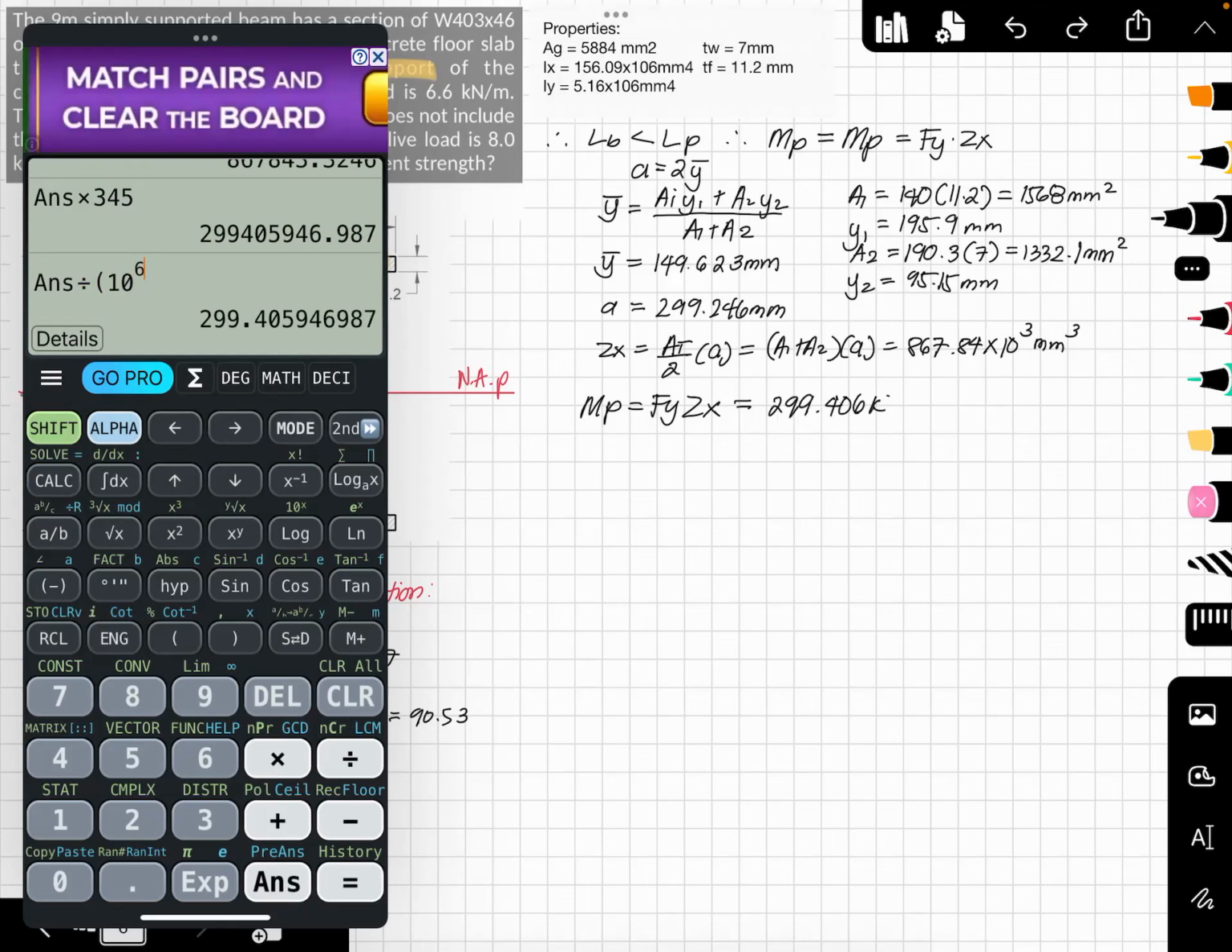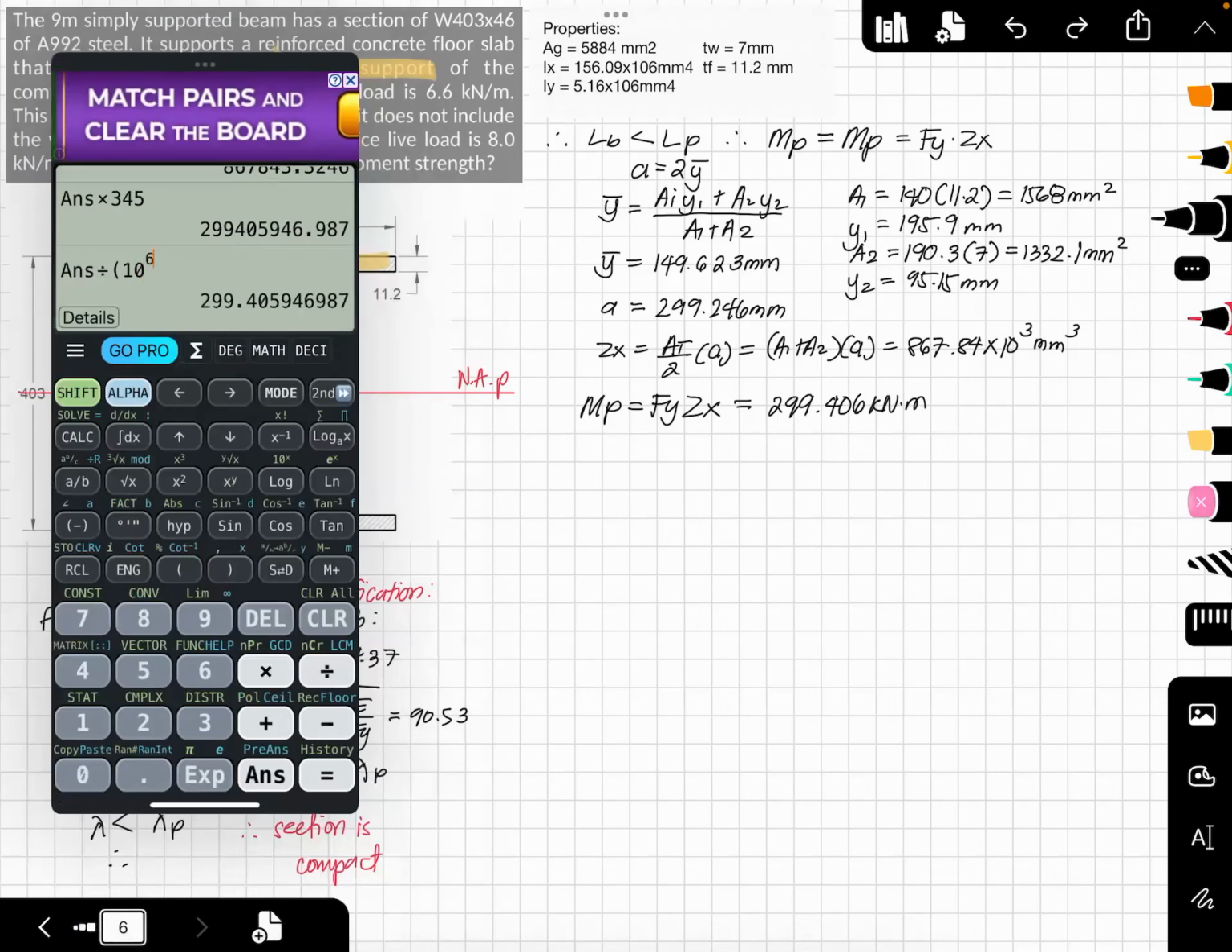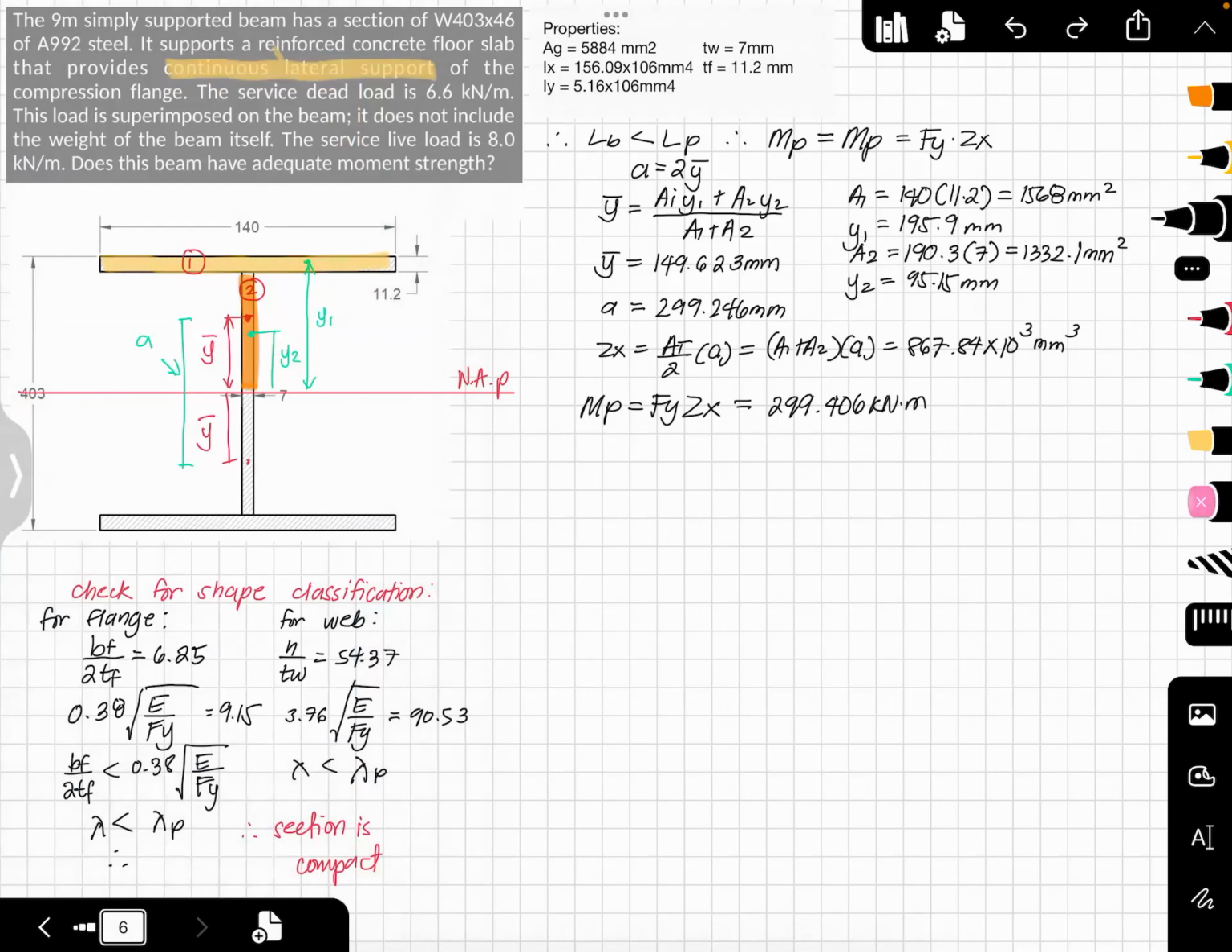299.406 kilonewton meter. So the question is, the service dead load and live loads are provided. Does this beam have adequate moment strength? The plastic moment capacity of the section is 299.406 kilonewton meter. Therefore, the loading applied should not exceed this Mp.